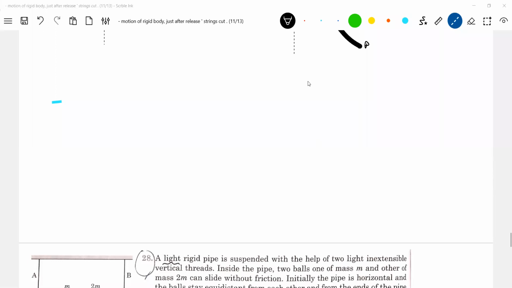After some time, it will have both translation. See, once it slips, both translative and rotative motion will come into the picture. There's the other part, but first only rotation. Then once it starts slipping, both the motions will occur.